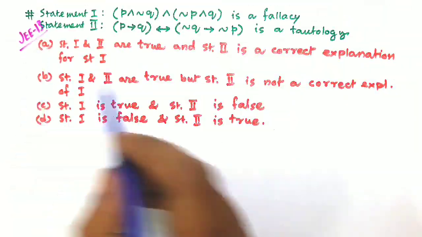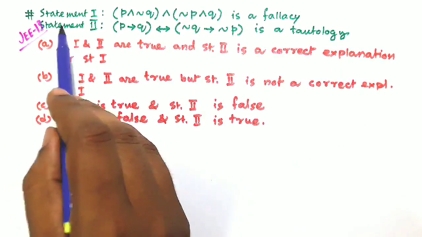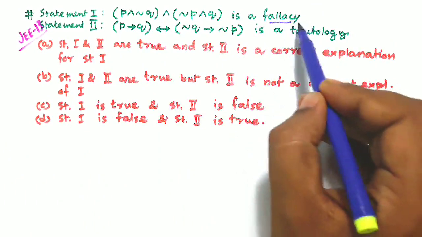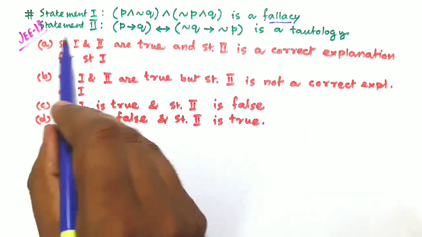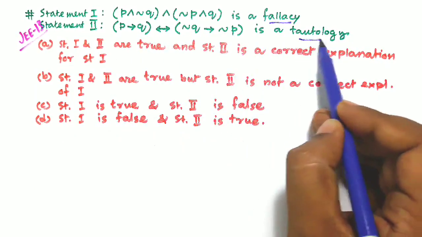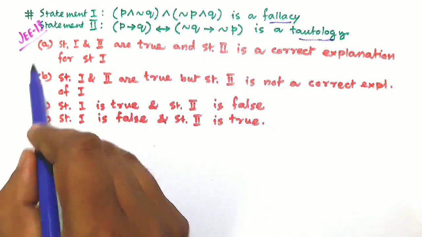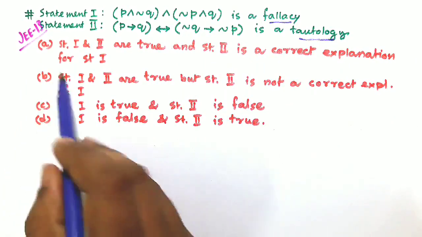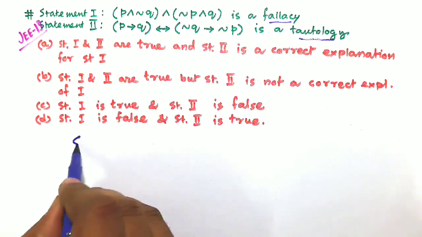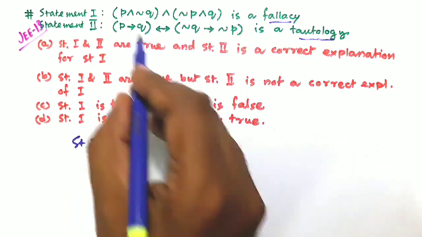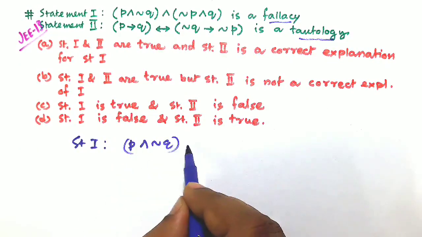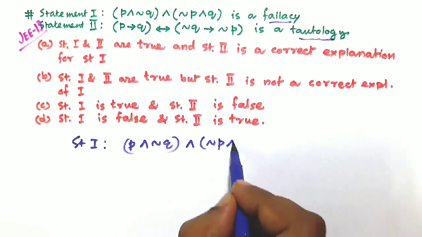From JEE 13, here are given two statements, statement 1 and statement 2. According to statement 1, the first statement is a fallacy, and according to statement 2, the second statement is a tautology. They have given some options, you have to choose the correct option. We shall start with statement number 1. What is given? P and negation Q and negation P and Q.